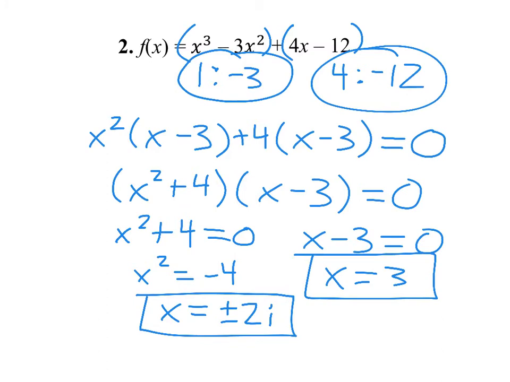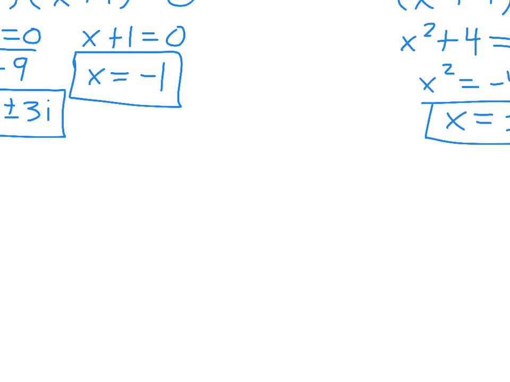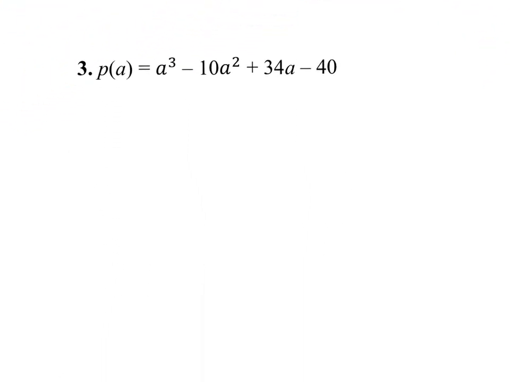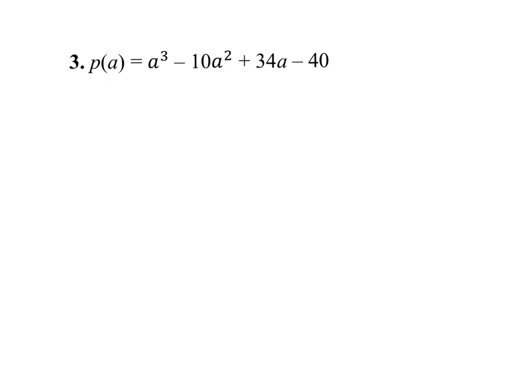Okay. On number 3, it doesn't look like factoring by grouping will work. We have a 1 to negative 10 ratio. This is not a 1 to negative 10 ratio. Maybe if the 34 was replaced with a positive 4. Alright, so we learned that we're going to have to guess what the root is.